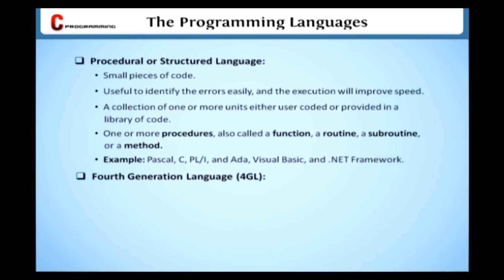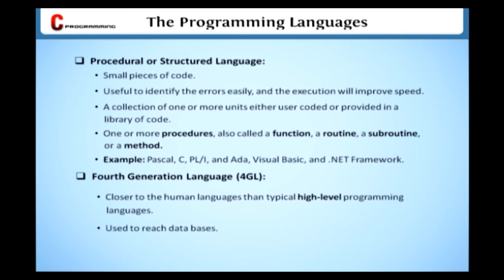Fourth generation language, often shortened to 4GL. Of all the languages, fourth generation languages are programming languages which are closer to human languages than high-level programming languages. The majority of the 4GLs are used to access databases.